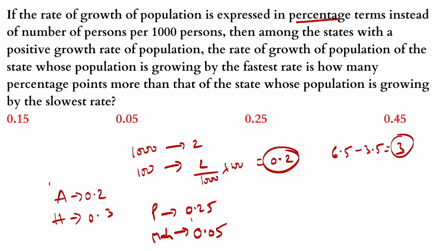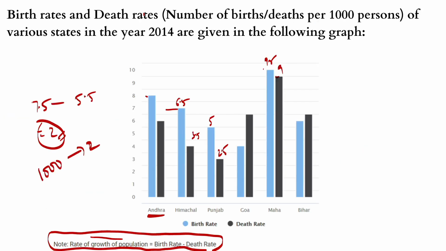Why have we calculated for only these four states? Here we are asked to find among the states with a positive growth rate of population. Where can we find a positive growth of population? The number of births is greater than the number of deaths. For Andhra, births are greater than deaths, and the same goes for Himachal and Punjab. But in Goa the death rate is more than the birth rate, so we can ignore it for our first question. For Maharashtra the birth rate is slightly more than the death rate, and for Bihar the death rate is more than the birth rate. So we are ignoring these two, Goa and Bihar.